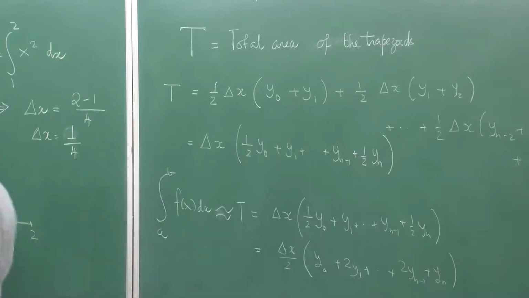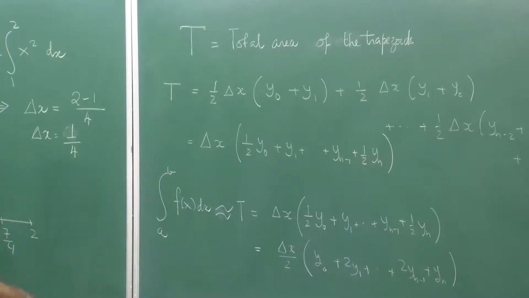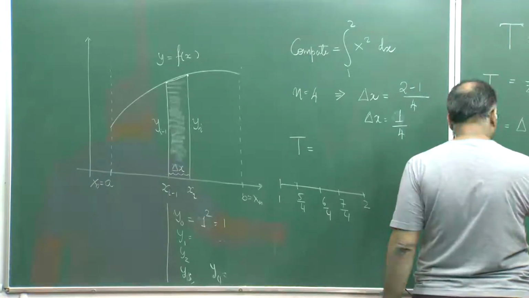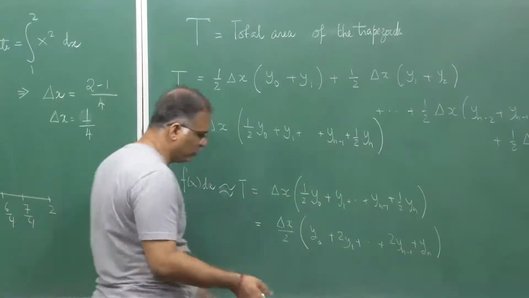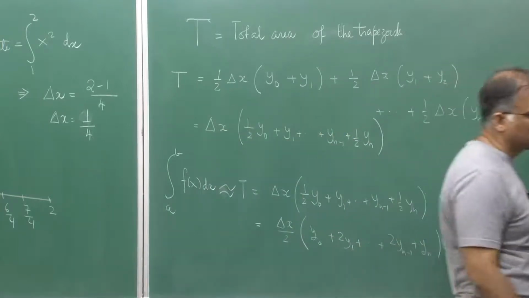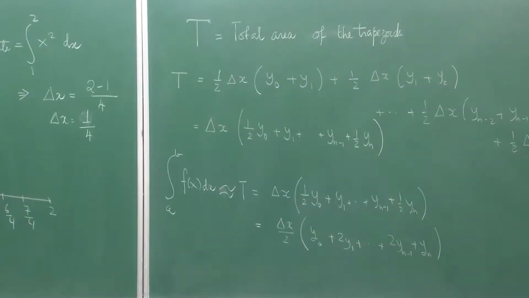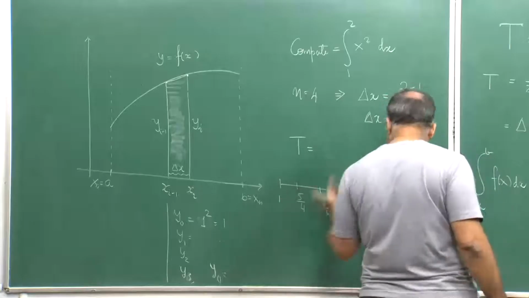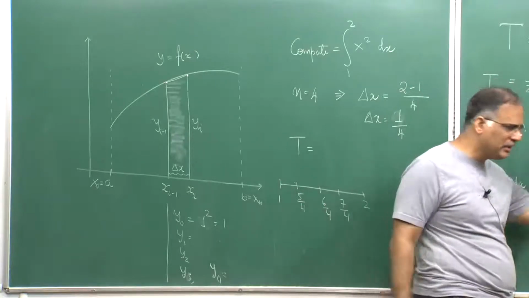So, here also you can write in the same way. You put del of x is 1/4, so 1/4 by 2. 1/4 divided by 2 is 1/8, and that 1/8 into 1 plus 2 into y1, y1 means 5 by 4 whole square, which is nothing but 25 by 16 and so on and so forth.